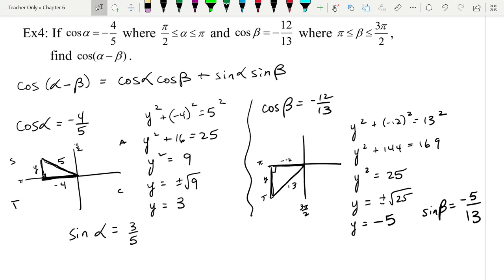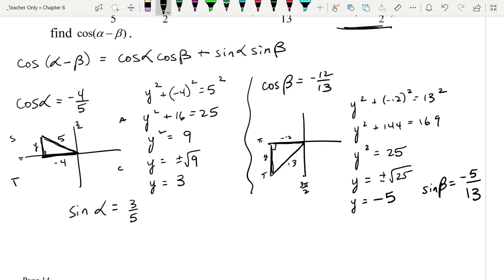Where did I lose you? I got the right answer, but how did you get... Because it tells me right here that the beta angle is between pi and 3 pi by 2. So it has to be in this quadrant here. So this domain is what told me where to go. Does that work? Okay. Now we're not done yet. This is just getting us ready to plug into this formula.